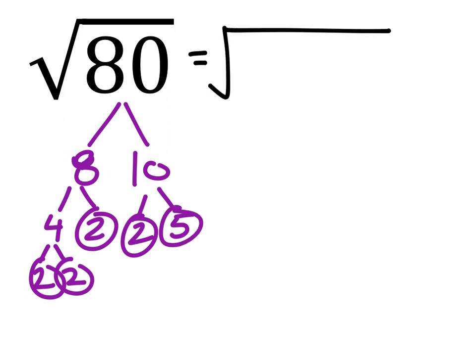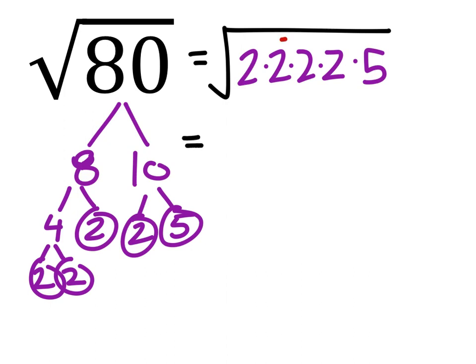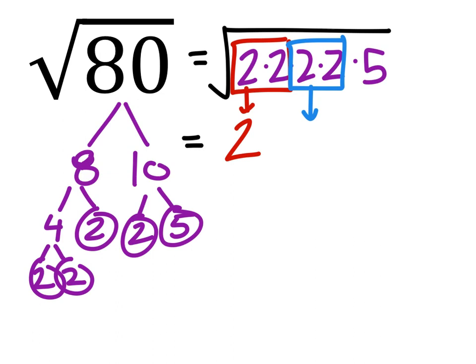So we really have the square root of 2 times 2 times 2 times 2 times 5. And this will equal, because we have some pairs, right? We got this pair right here, and it gives me this 2. Again, now it's out of the square root. And then we've got this other 2 right here, and this is out of the square root. And this is all multiplication, so we're still multiplying. And finally, we have times the square root of 5.